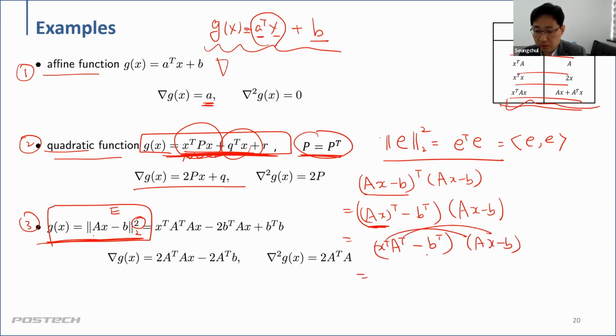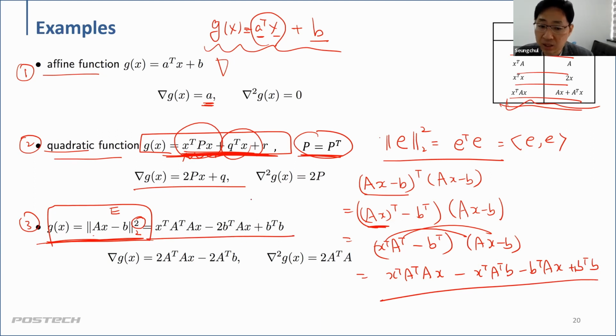Then we just do like that, x transpose A x minus x transpose A transpose b minus b transpose A x plus b transpose b. That's exactly what I got here. And these are like some matrix. I mean, here is a different one, but you have x transpose, some matrix in the middle, we have x and x transpose, and we have some matrix and x transpose. We can use that one.